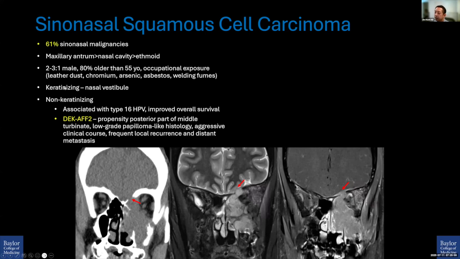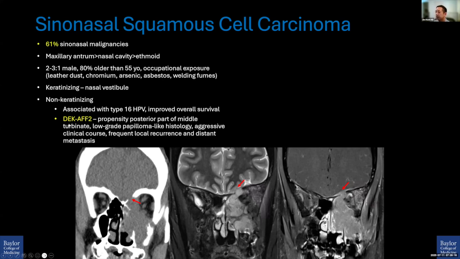It is divided into keratinizing and non-keratinizing. The keratinizing type typically arises from the nasal vestibule, and the non-keratinizing type is associated with HPV type 16, and those have improved overall survival.